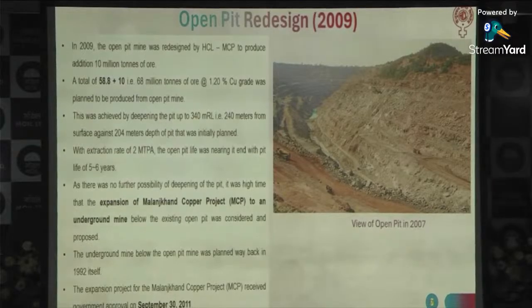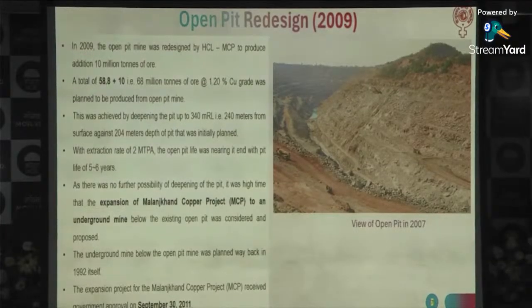So what happened was we had reached the limit of production, but as I said, this is the flagship unit of the company, and 70% of the revenue is generated from here. We could not stop the production from here. If this stops, the company's finances are affected. So we had to redesign.